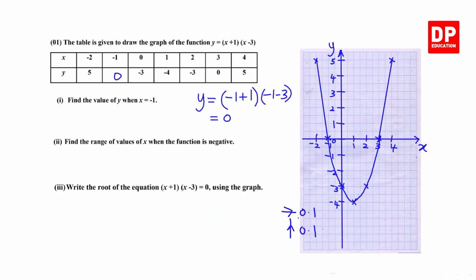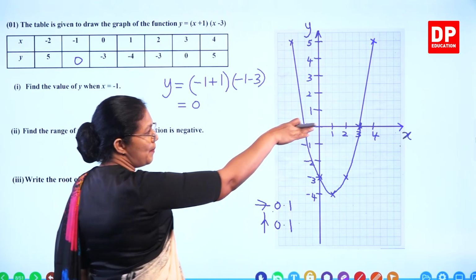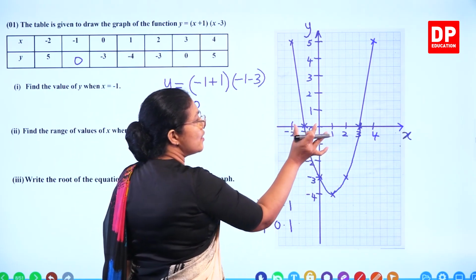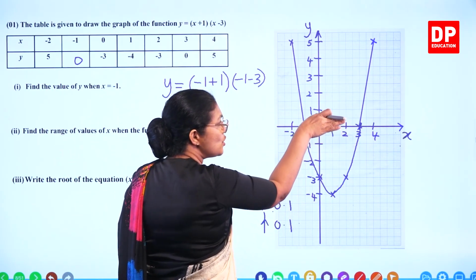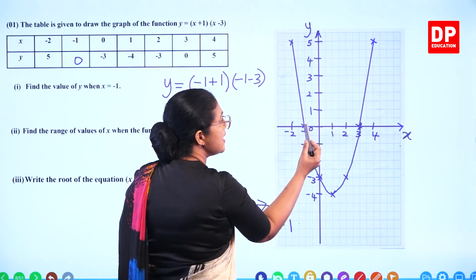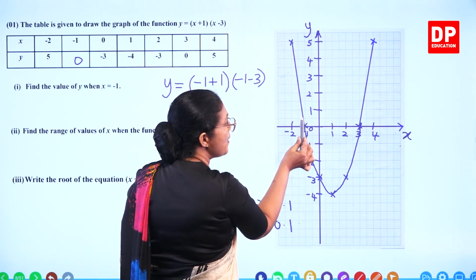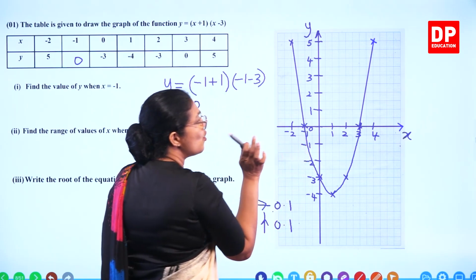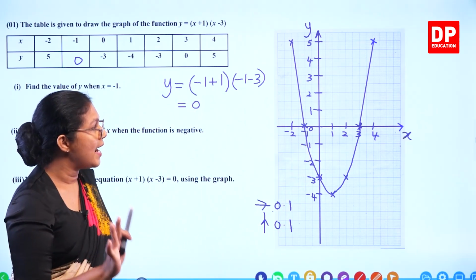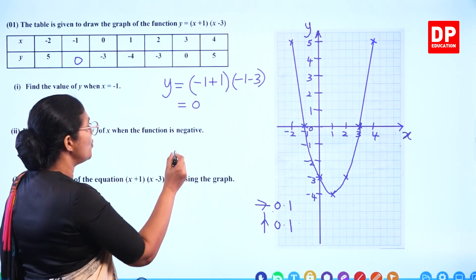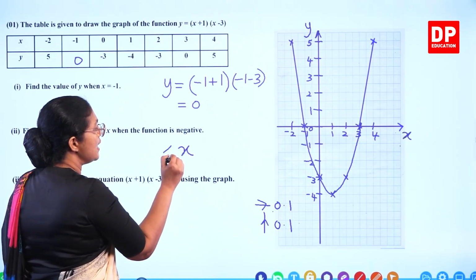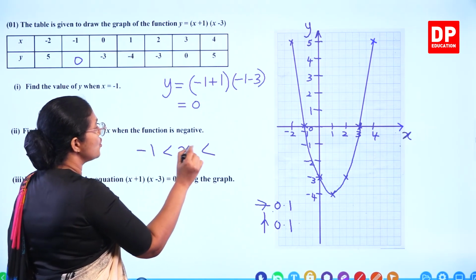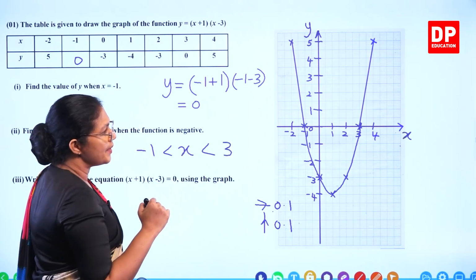Find the range of values of x when the function is negative. Where do you get negative values? That means below the x-axis. Where to where? When you take below the x-axis, it's x values from here to here. So already those 2 points are known, -1 to 3. So you can write x is in between -1 and 3.